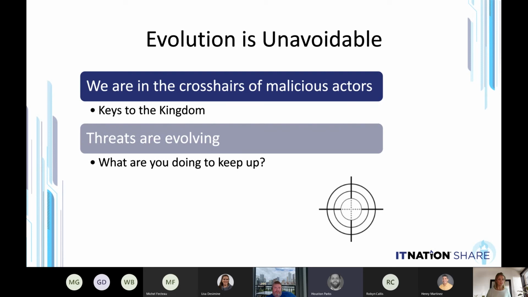We've all heard these stereotypes about that guy living in his mom's basement, but this isn't the case anymore. These are organized businesses, organized entities that are staffed 24/7, looking for financial gain through ransomware and other methods of attack. So the question really becomes, these threats are evolving. What are you doing to evolve and keep up? Are you enhancing your knowledge? Are you enhancing your awareness and your tools?